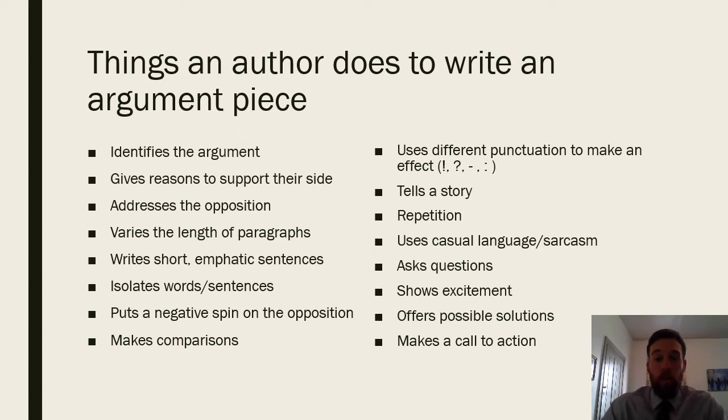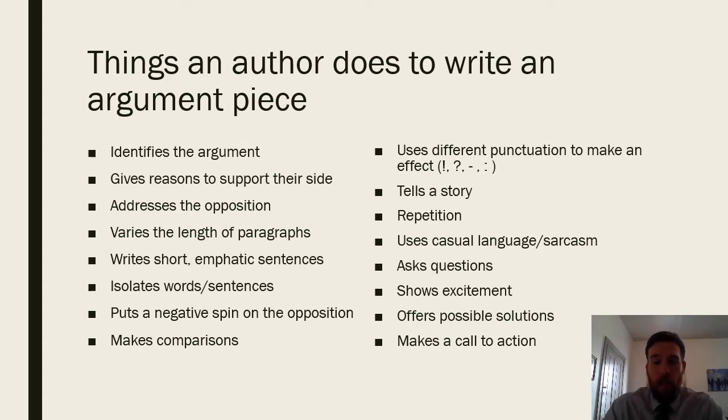Repetition, using a word, a phrase, an idea over and over again. The language, so we kind of write in a very formal way that, again, won't always happen in these. So using casual language or sarcasm is definitely a strategy authors will use. Showing excitement, I know we have exclamation points, but just kind of identifying where that excitement is, why it's there, can be part of it.